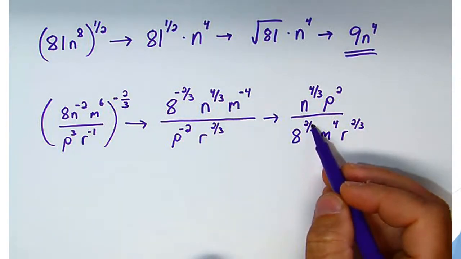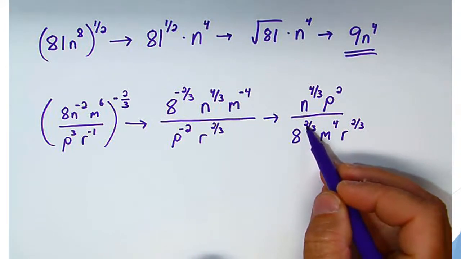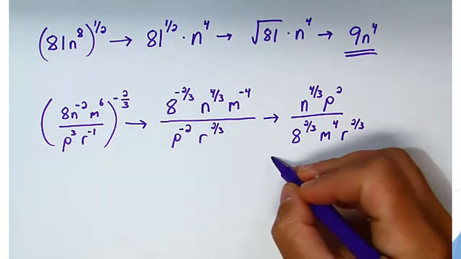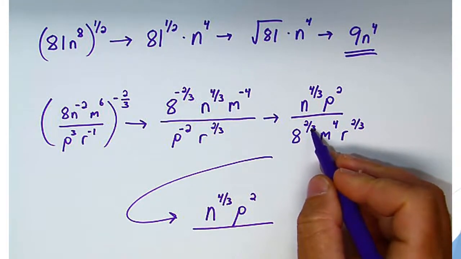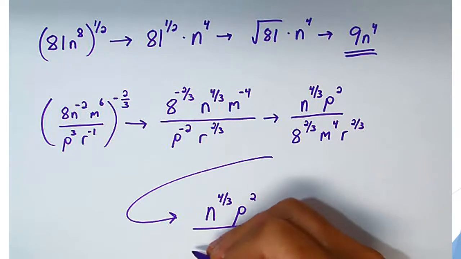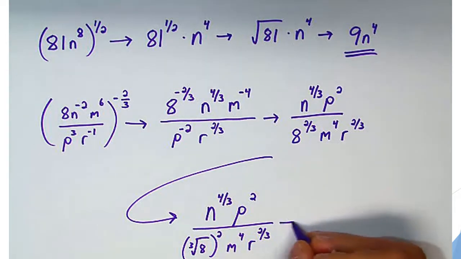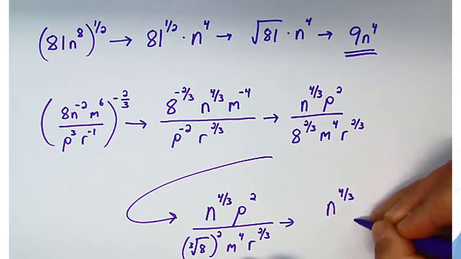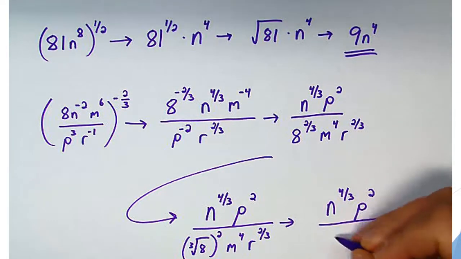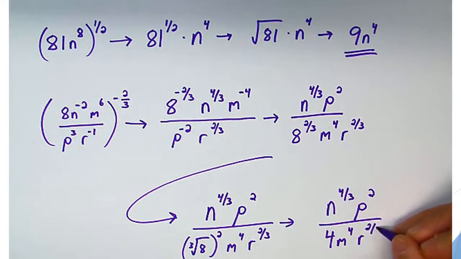Now, 8 to the 2/3, we can do a little bit better than that. That's the cube root of 8 squared. We already saw that in an earlier example. But the cube root of 8 is 2, and 2 squared will become 4. So when we simplify this, we have n to the 4/3 p squared over 4 m to the 4th r to the 2/3.